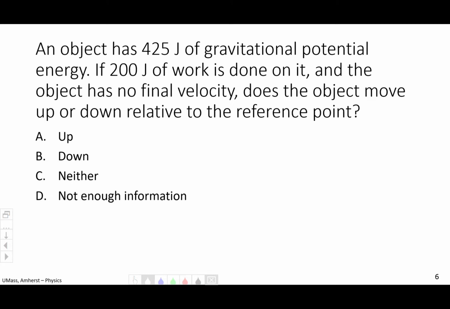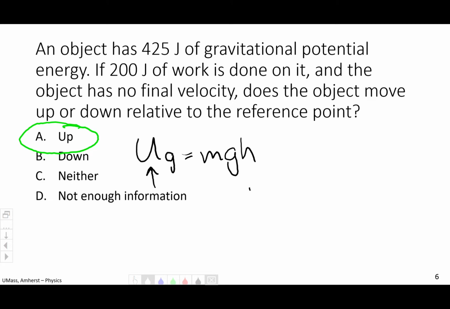Okay, I'm going to assume that you have thought about it and answered. The correct answer is up. We add in work, therefore we are adding gravitational potential energy. When we create more gravitational potential energy, that means we are higher, right? Since UG equals mgh, a greater gravitational potential energy must mean a greater height. So we have moved up.